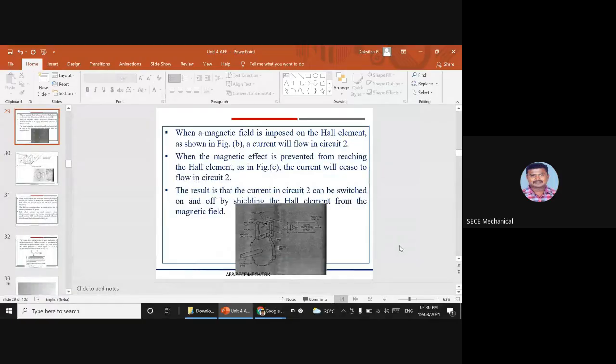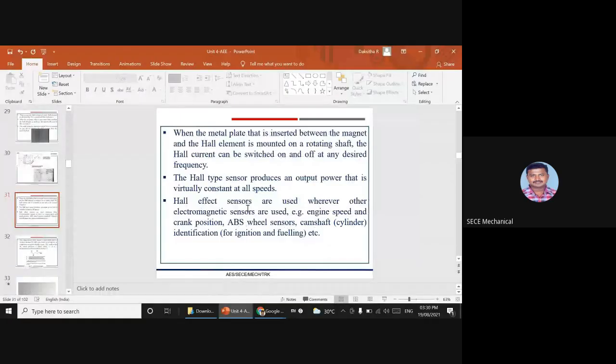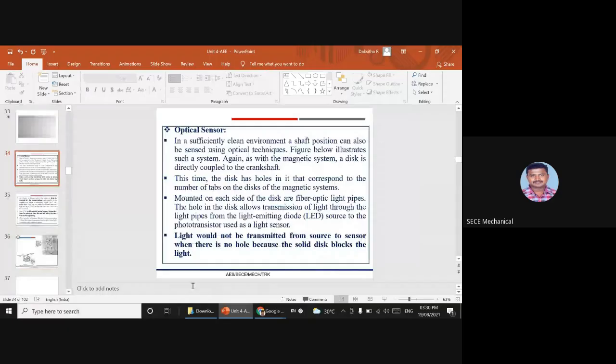Principle of different sensors. Now let us continue with the working principles of the different types of sensors. Today, let us discuss the optical sensor.